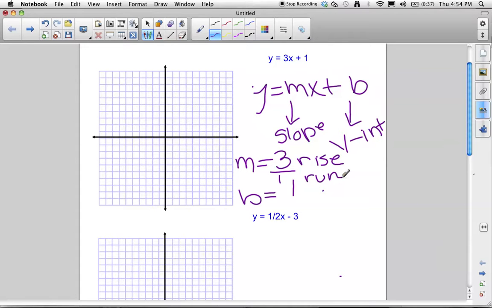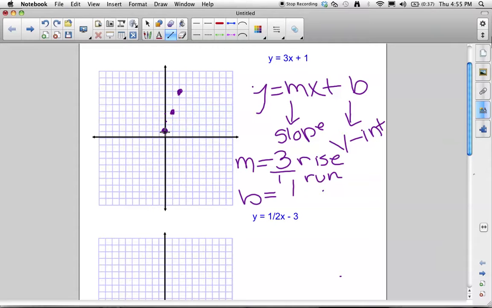When you're graphing an equation, you always start at your y-intercept. So I'm going to go ahead and find 1. Since it's the y-intercept, it's on your y-axis. From your y-intercept, you want to rise and then run. You're going to rise 3, run 1. Rise 3, run 1. And then all you want to do is connect those with a line.